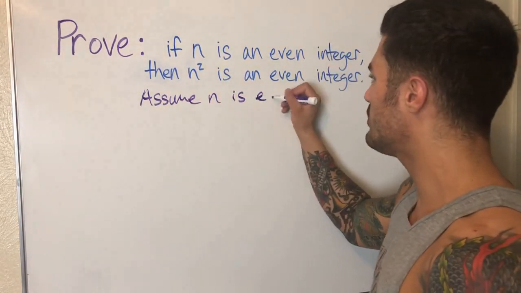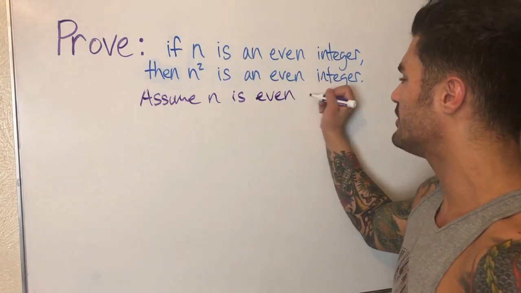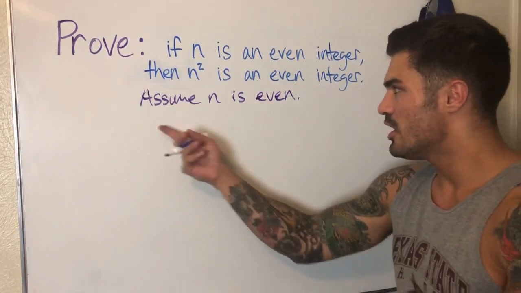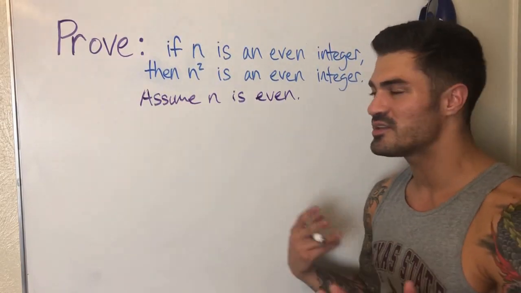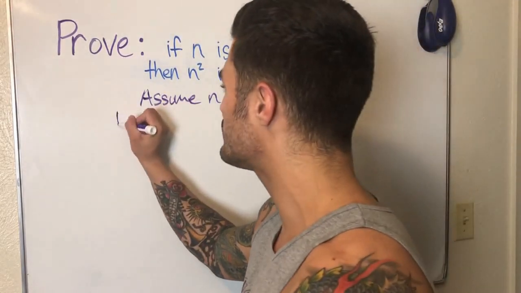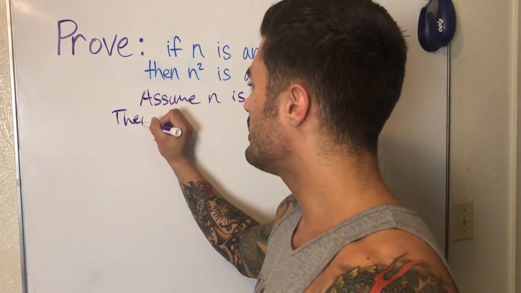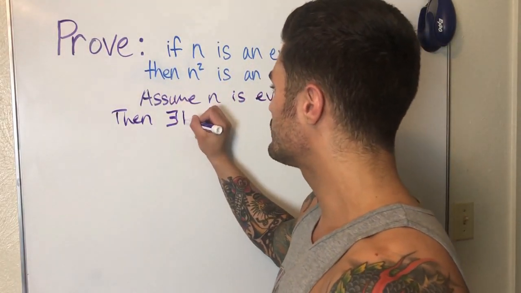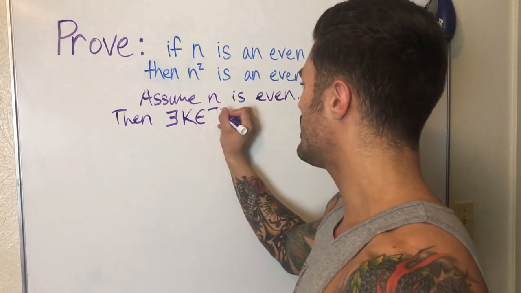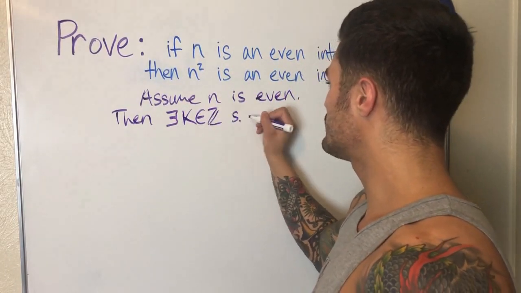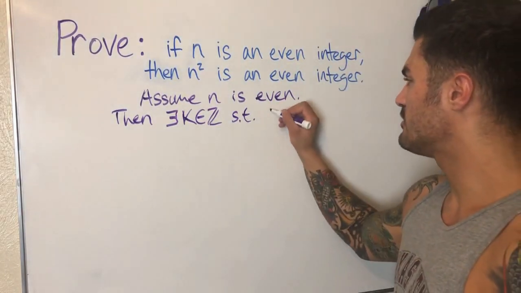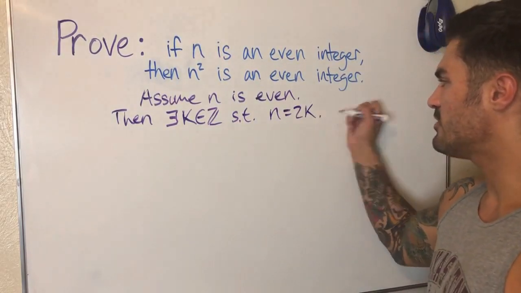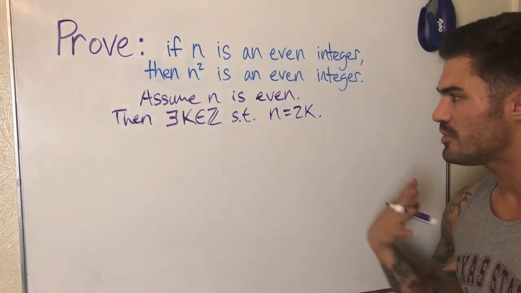Assume n is, can I get away with just writing even? Yeah, probably. That implies that it's an integer based on the definition of even. So assume n is even. Now what? Well, I got a slick definition for even that I just learned. Then there exists an integer k such that n equals 2 times k. So now we have our definition for even that we pulled out.